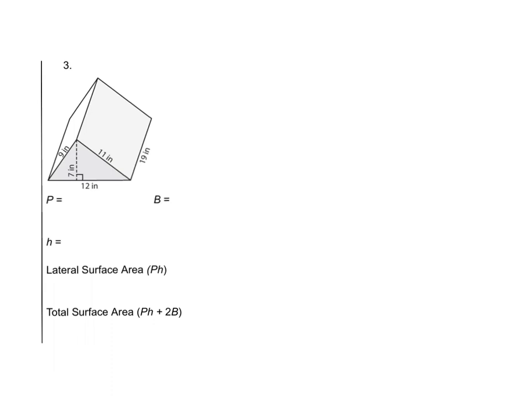The process for finding the surface area of a triangular prism is basically the same as finding the surface area of a rectangular prism. For lateral surface area, once again, we use the perimeter of the base times the height. And for total surface area, we use the perimeter of the base times the height plus 2 times the area of the base.